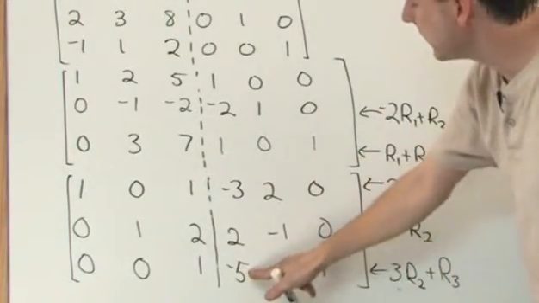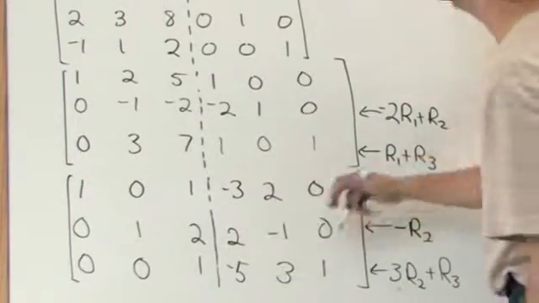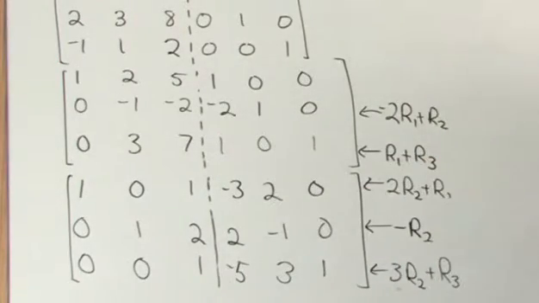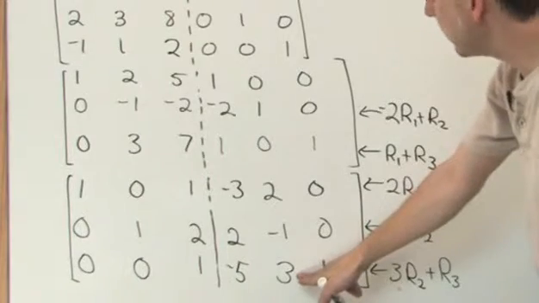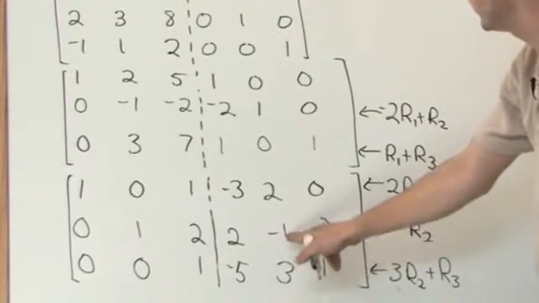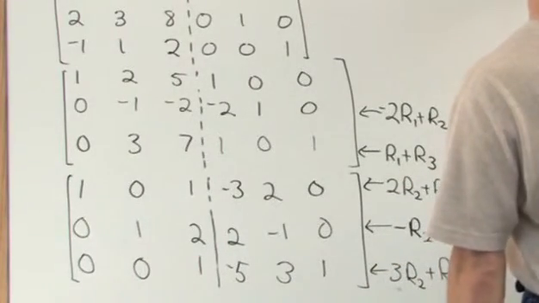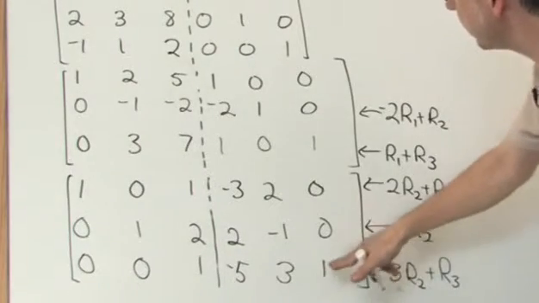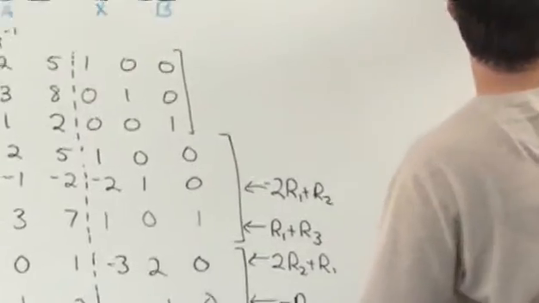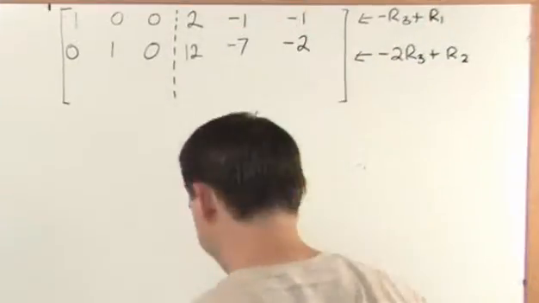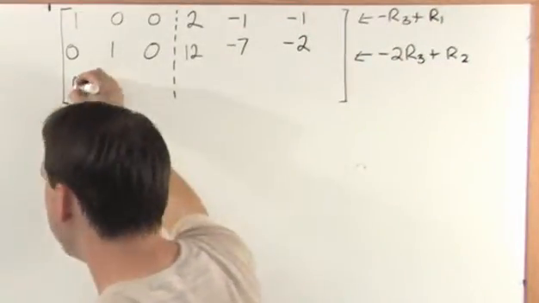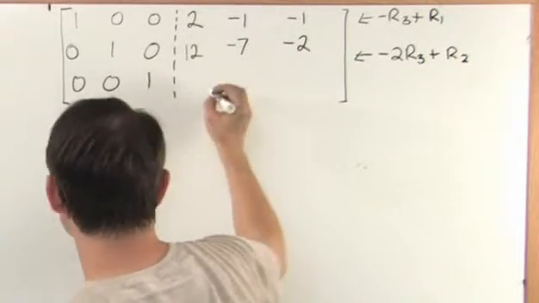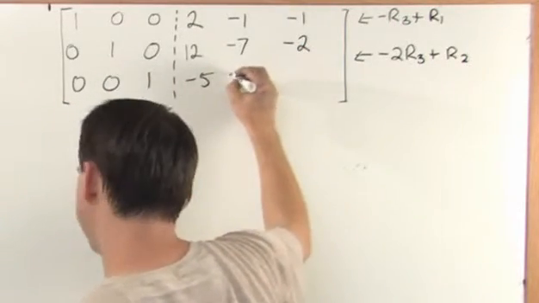Negative 2 times this is positive 10, plus 2 is 12. Negative 2 times this is negative 6, plus minus 1 is negative 7. And negative 2 times this is negative 2, plus 0 is negative 2. Okay, and the third line just remains unchanged. 0, 0, 1, negative 5, 3, 1.